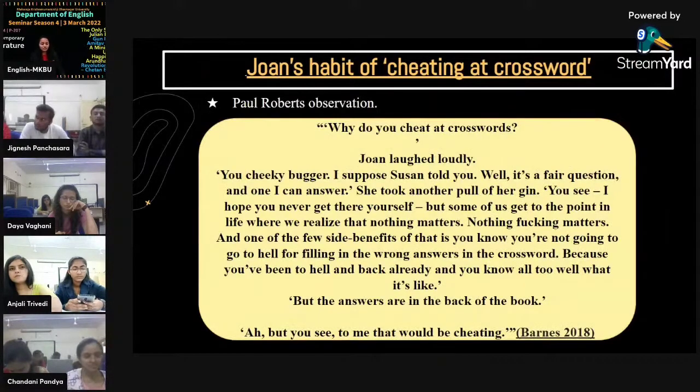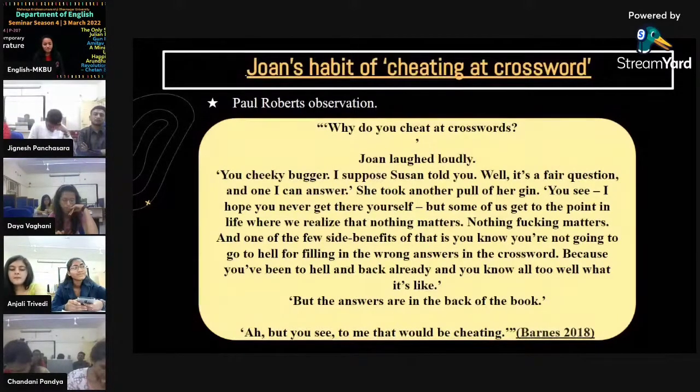So, John's habit of cheating at the crossword. This is the main aspect of the significance of the crossword in this novel. Apart from this interpretation of the crossword puzzle, it is quite often referred to in the novel in connection with John's habit of cheating at the crossword. Paul Roberts has observed many times that John cheats while playing crosswords with Paul, and he is quite surprised at this habit and wonders why she is doing it.